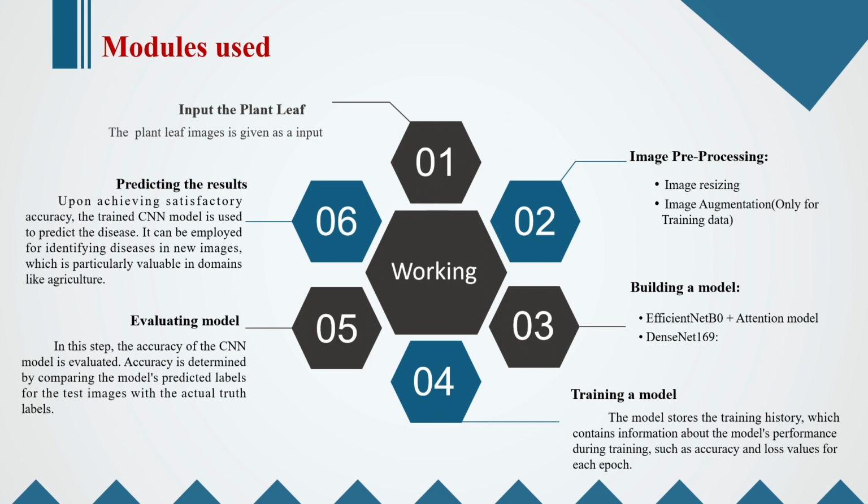Next, we are predicting the results. Upon achieving satisfactory accuracy, the trained CNN model is used to predict the disease. It is employed for identifying diseases in new images, which is particularly valuable in domains like agriculture.